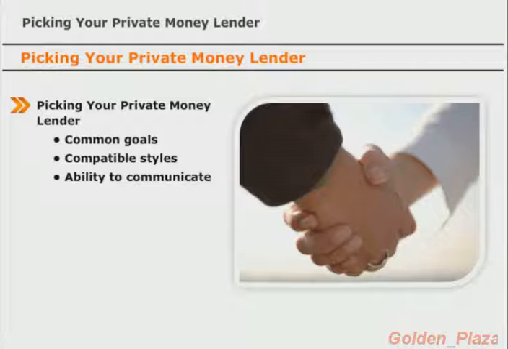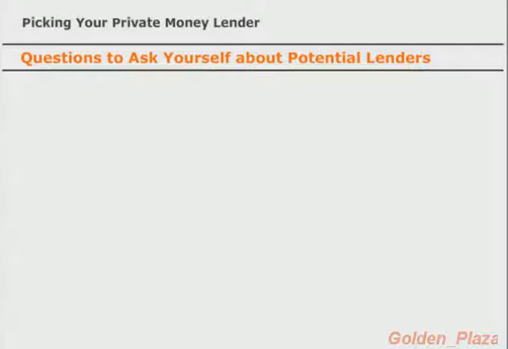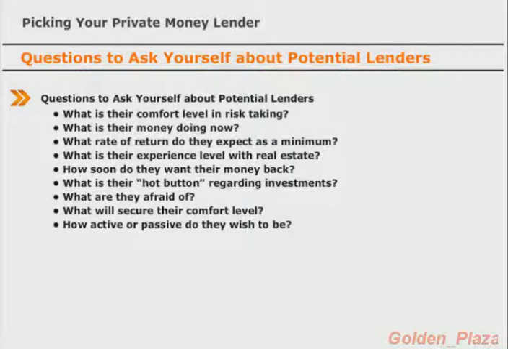In any successful relationship, you have to have 3 things: common goals, compatible styles, and the ability to communicate. An investment relationship is like a marriage. It is not going to be flawless, and each party is going to bring their quirks into the relationship. You really need to find out about your private lender. We recommend that you ask yourself a few of the questions shown on the screen to help you decide if your potential lenders are a good money partner and to determine whether your styles and goals are compatible.